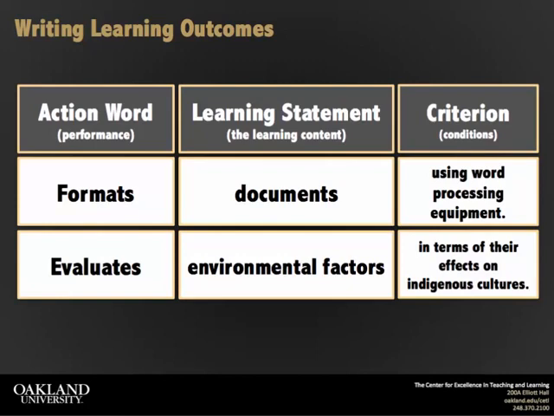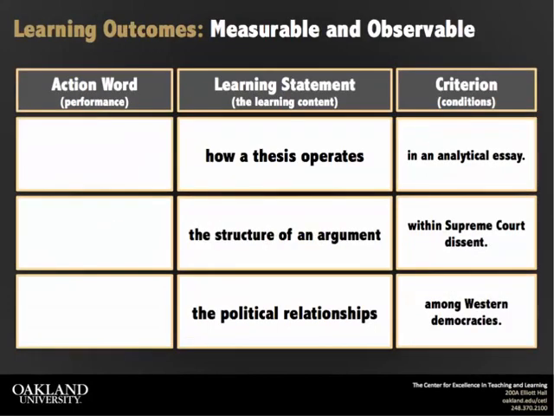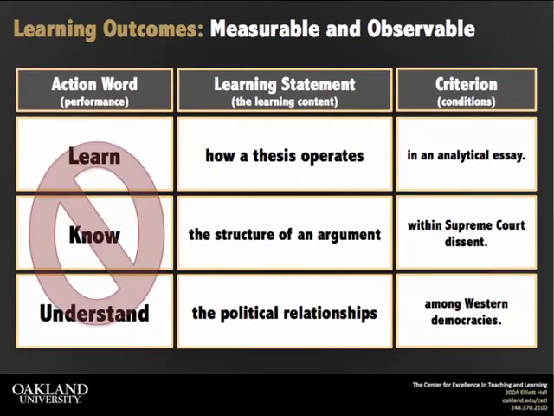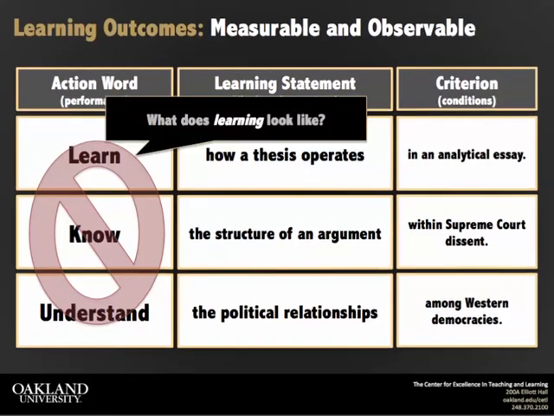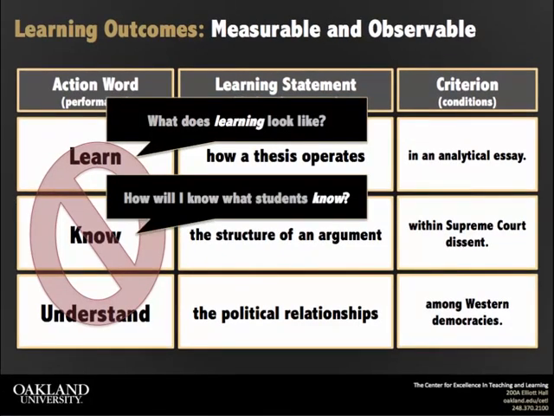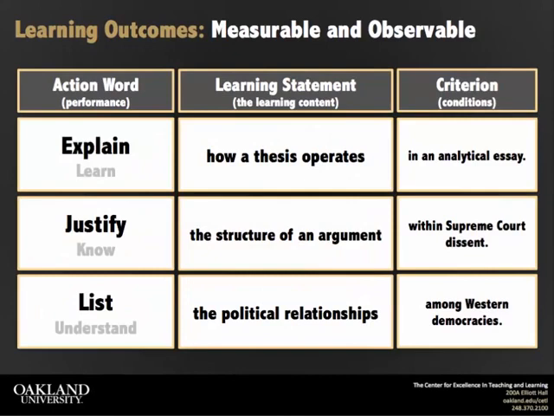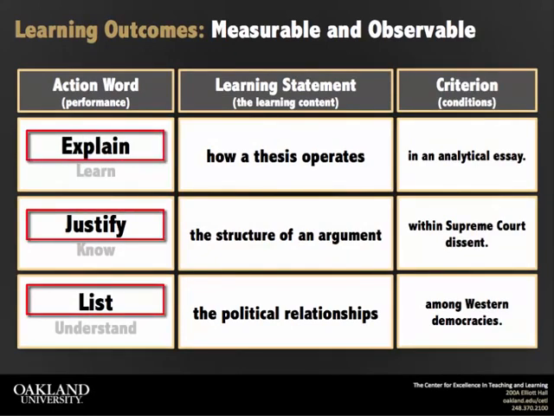Since learning outcomes are measurable and observable, the action words used must be measurable and observable. Words like learn, know, and understand are not observable actions. Upon encountering these words, ask yourself, what does learning look like? How will I know what students know? How will they show their understanding? Visualizing the action should lead you to the action words that will produce a measurable, observable learning outcome.